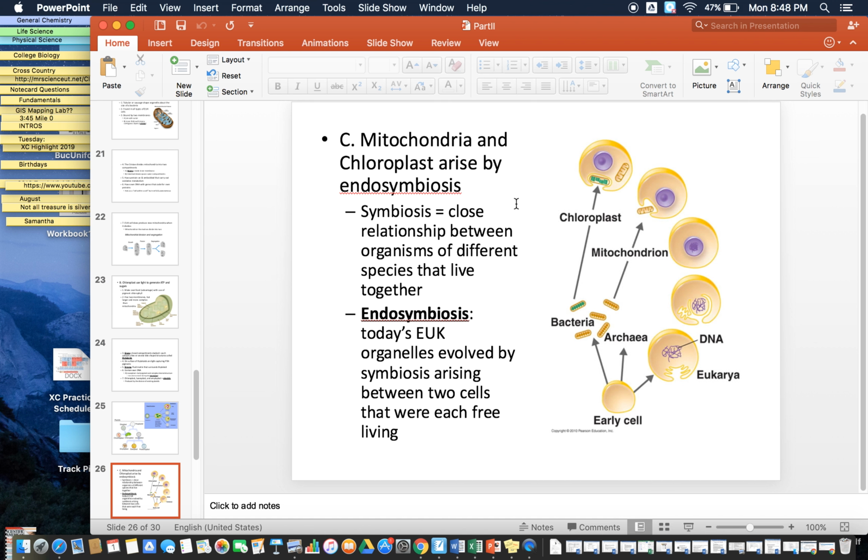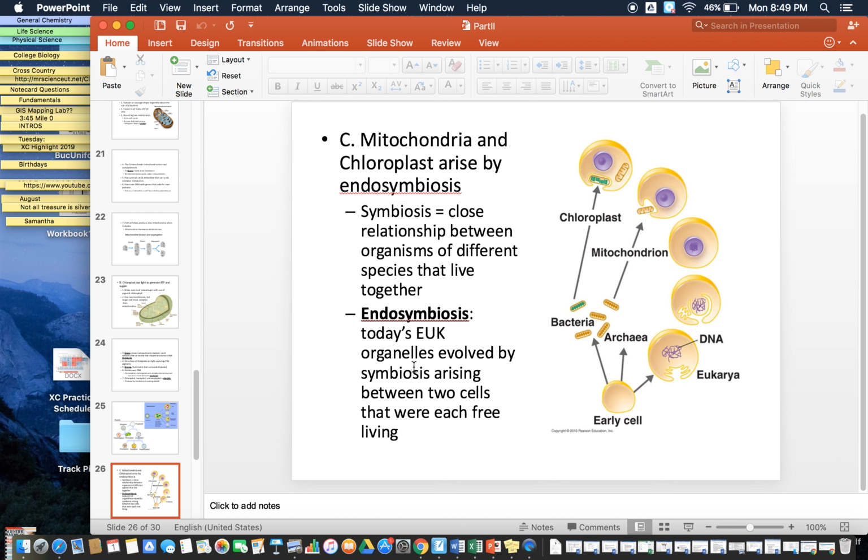But going back to mitochondria and chloroplasts and their similarities. These organelles both have their own DNA, both kind of replicate on their own, and both have a function dealing with energy. So I'm going to talk about a theory called endosymbiosis. Symbiosis means there's a close relationship between organisms of different species that live together. And so when you have endosymbiosis, basically we're saying that they live inside.